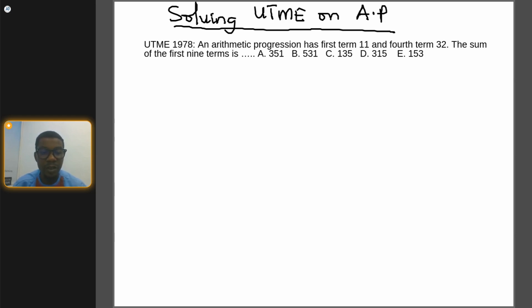UTME question 1978. An arithmetic progression has the first term to be 11, and the fourth term to be 32. Find the sum of the first 9 terms.